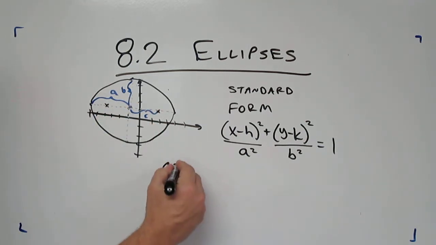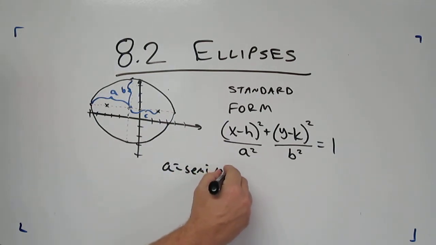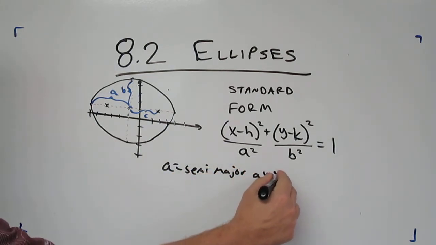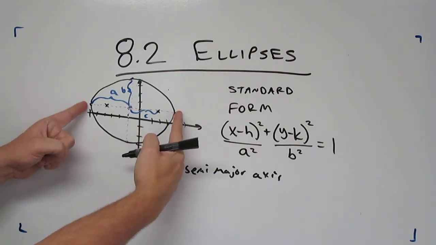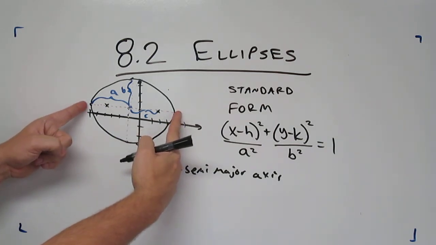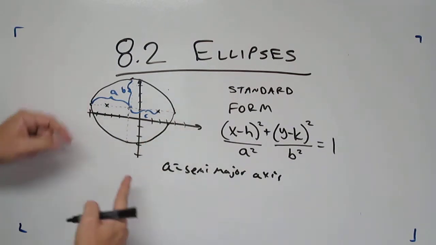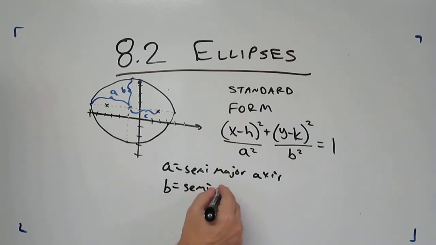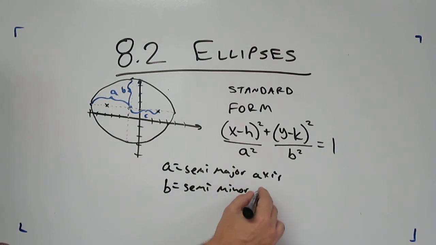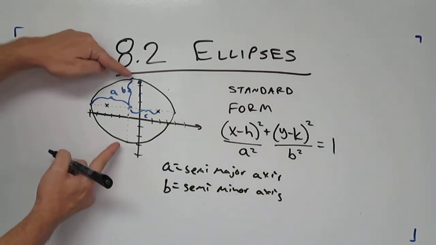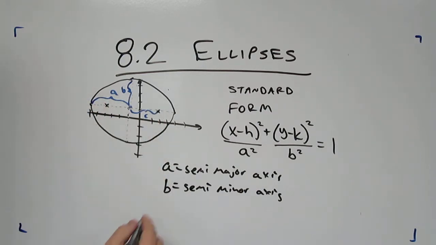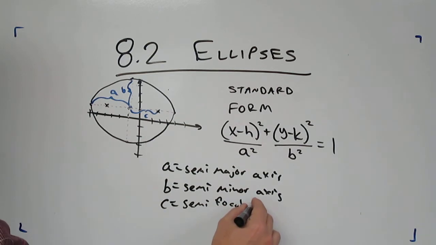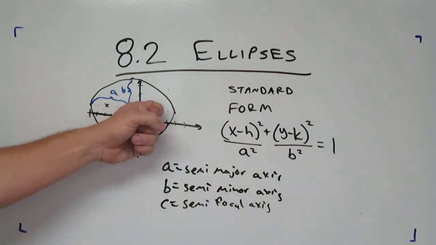A is called the semi-major axis. It's half of the whole axis. So totally across the ellipse, the long way, is going to be 2A. That's the major axis. B is the semi-minor axis, and that goes from the center to one of the points along the minor axis. So the whole minor axis is going to be 2B, from here to here. And then C is what we call the semi-focal axis, from the center to there.